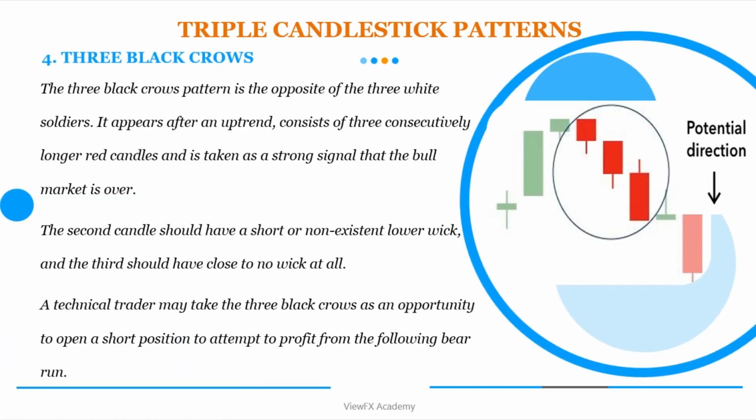3 black crows. The 3 black crows pattern is the opposite of the 3 white soldiers. It appears after an uptrend, consists of 3 consecutively longer red candles and is taken as a strong signal that the bull market is over. The second candle should have a short or non-existent lower wick, and the third should have close to no wick at all. A technical trader may take the 3 black crows as an opportunity to open a short position to attempt to profit from the following bear run.